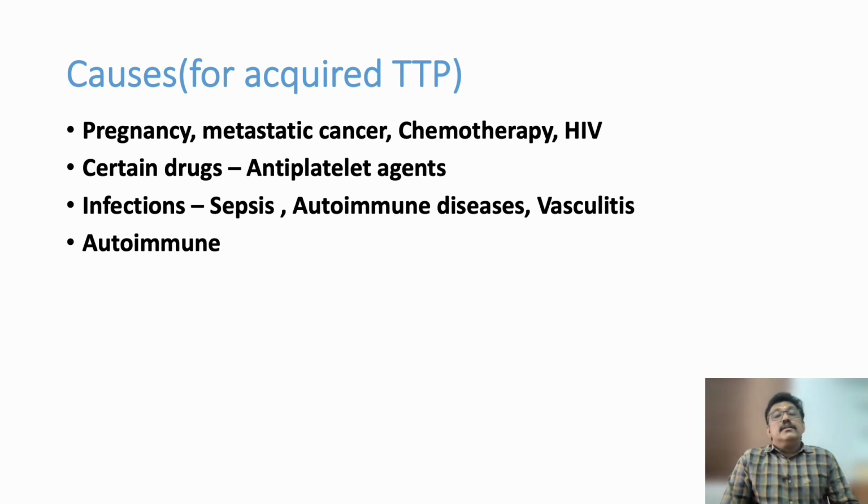Now we will see the causes of acquired TTP: pregnancy, cancers, chemotherapy, HIV infection, antiplatelet drugs, infections like sepsis, autoimmune diseases, vasculitis, and many other immune mediated conditions can also lead to TTP.